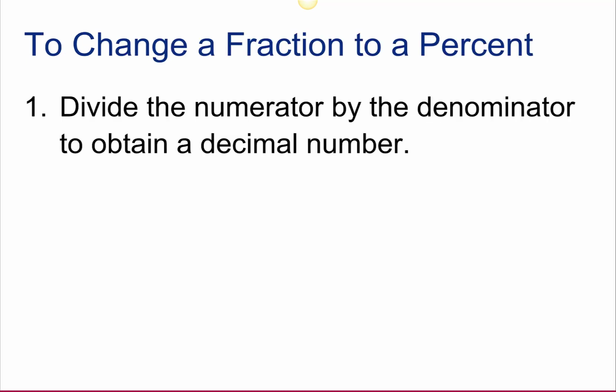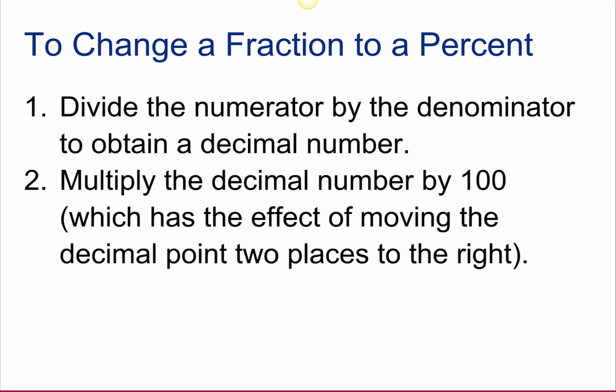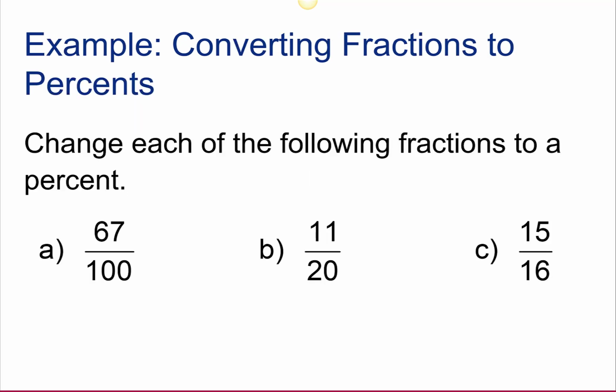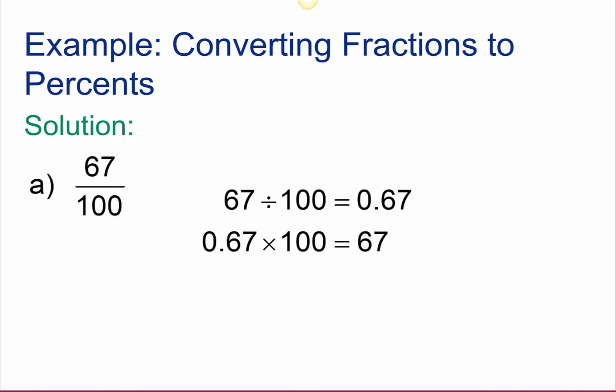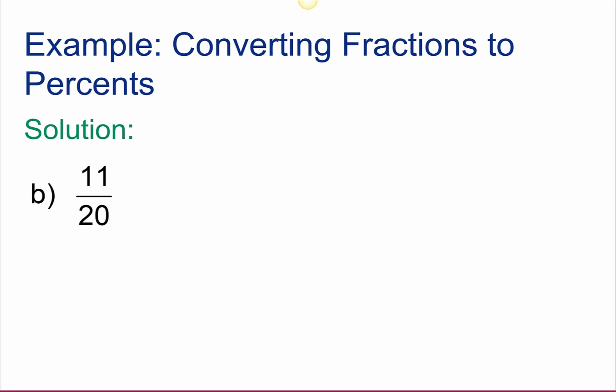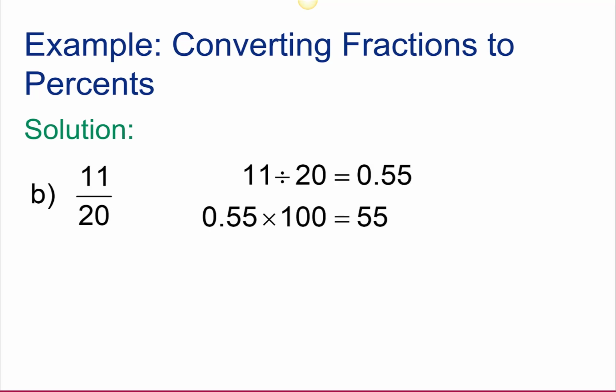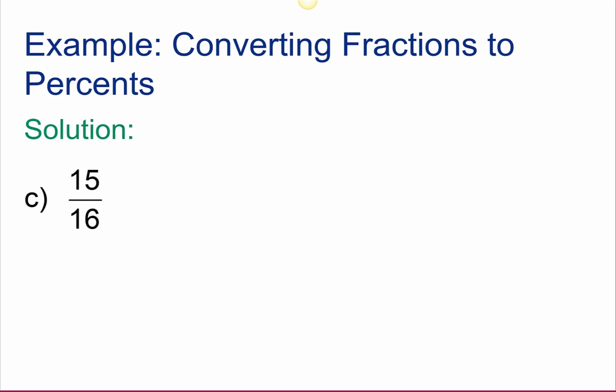To change a fraction to a percent, divide the numerator by the denominator to get a decimal number, and then multiply the decimal number by 100 and add the percent sign. So let's convert each of the following fractions to a percent. 67 over 100: divide 67 by 100 to get 0.67, multiply by 100 and add the percent sign, so we have 67%. 11 over 20: divide 11 by 20 to get 0.55, multiply by 100, add the percent sign, 55%.